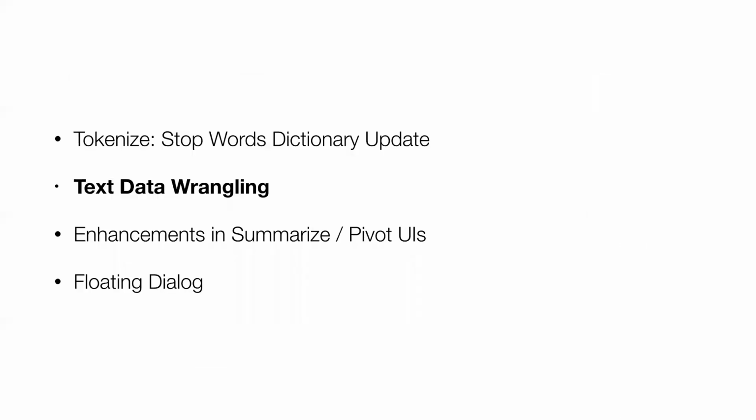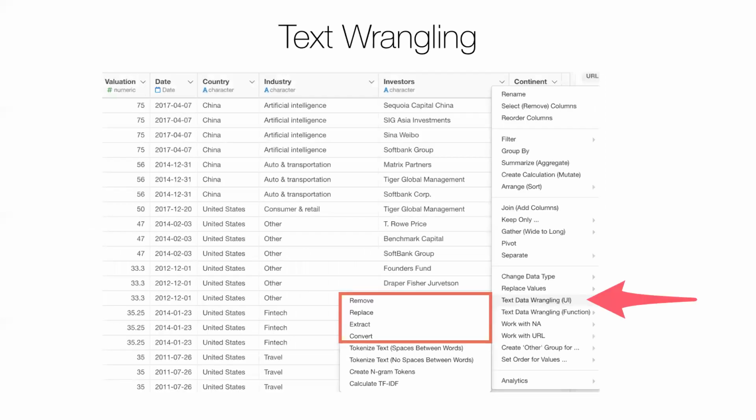Okay, so that's a tokenizing text update. And the next topic is text data wrangling. This is my favorite for version 5.5.